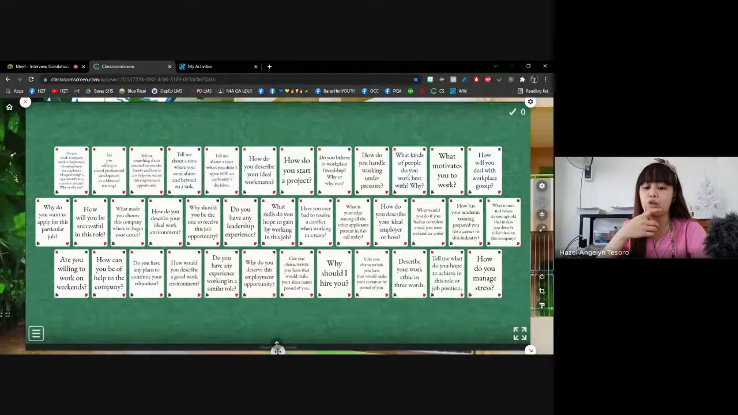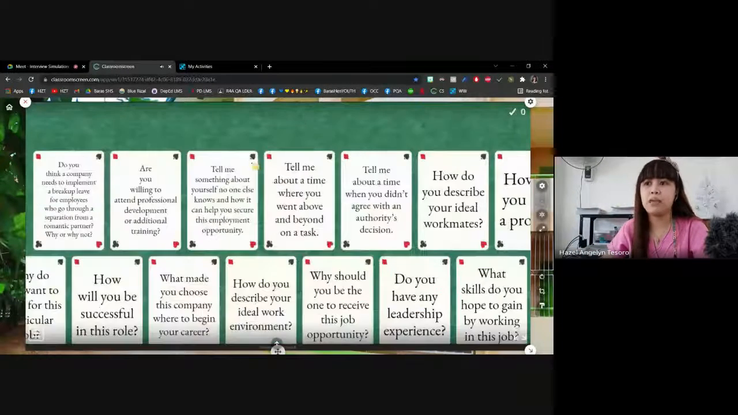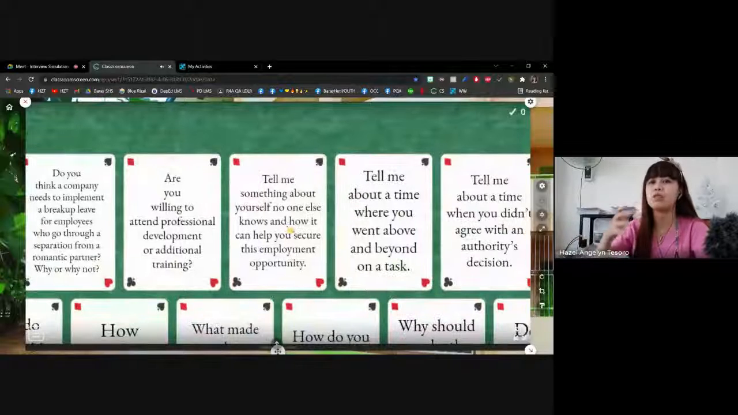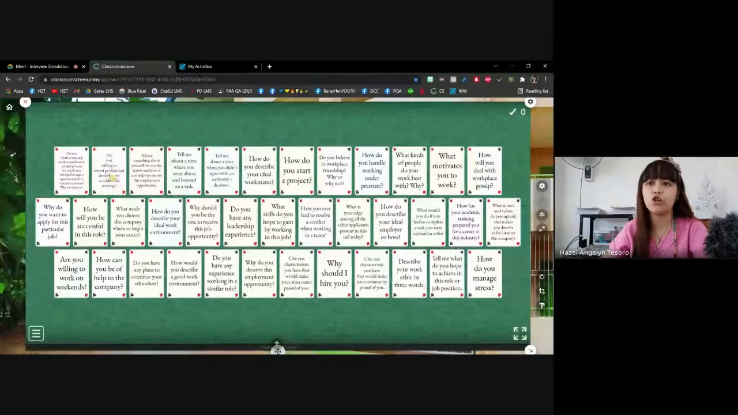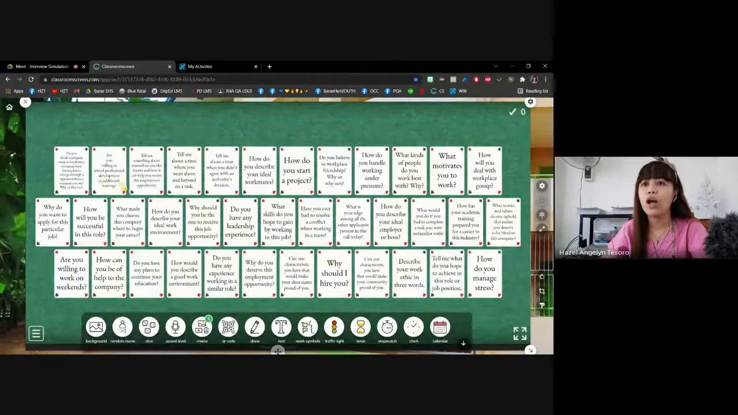And you have to take note then of the verbs, di ba? You see here, tell me. Pag sinabing tell me, that is open-ended, meaning you are expected to explain more. Explain more of the topic or of the concept given to you. Kapag naman ito, are you willing? This is a yes or no question. Itong number 2, are you willing to attend professional development or additional training?